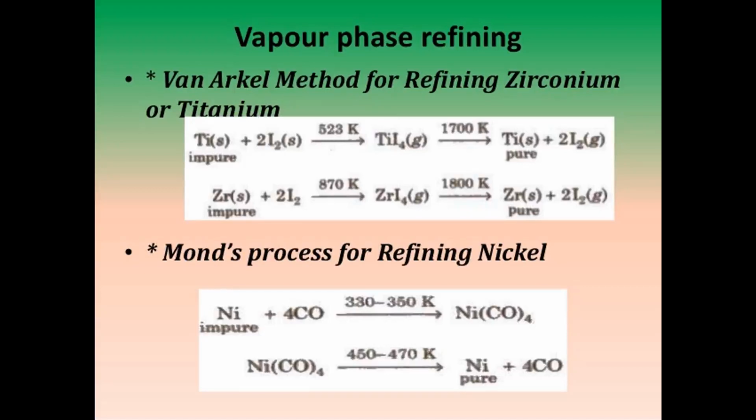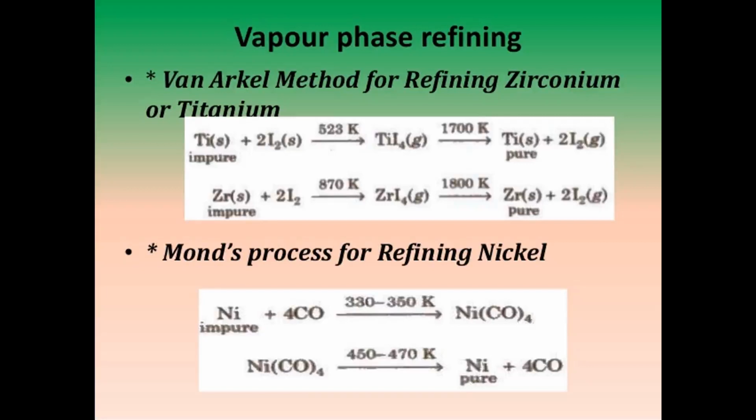On heating the nickel tetracarbonyl complex at around 450 to 470 Kelvin, it decomposes further to give pure nickel, and carbon monoxide is liberated as a gas. Now, pure nickel is formed by the Mond process.